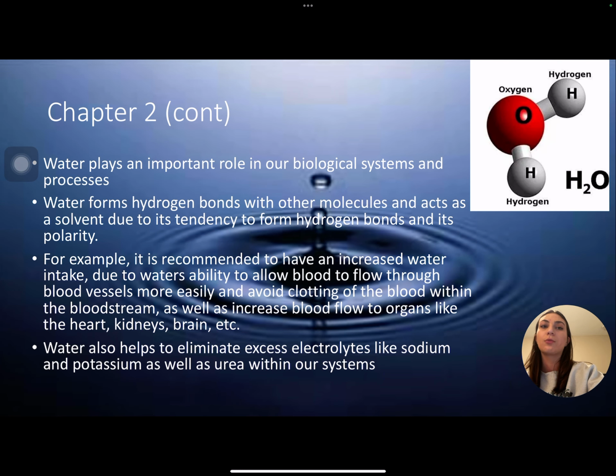Water plays an important role in our biological systems and processes. Water forms hydrogen bonds with other molecules and acts as a solvent due to its tendency to form hydrogen bonds and its polarity. For example, it is recommended to have an increased water intake due to water's ability to allow blood to flow through blood vessels more easily and avoid clotting of the blood within the bloodstream, as well as an increase in blood flow to organs like the heart, the kidneys, and the brain. Water also helps to eliminate any excess electrolytes your body may not be using, like sodium, potassium, and urea.